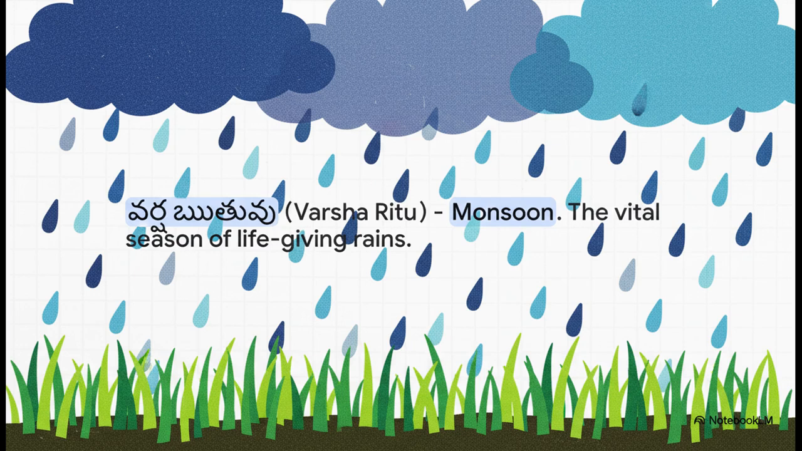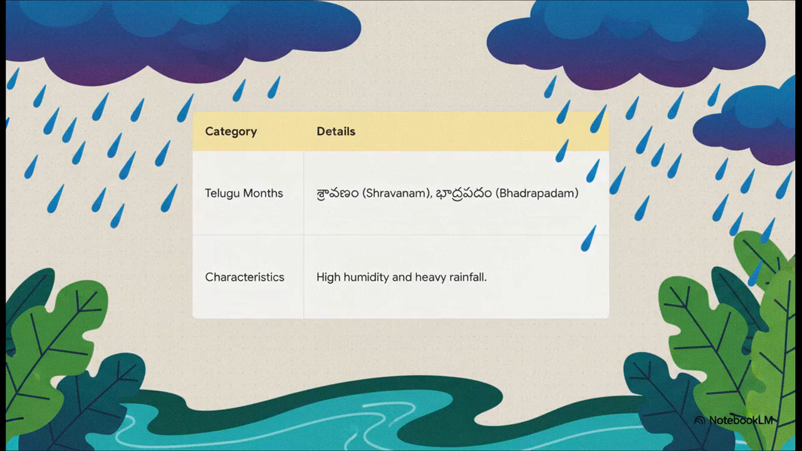This is the vital Varsha Ritu, the monsoon season. This season covers the months of Shravanam and Bhadrapadam, and it's all about those life-giving rains that just sweep across the land. They bring relief from the summer heat and totally replenish the earth. It's a time of high humidity and, of course, some really heavy rainfall.